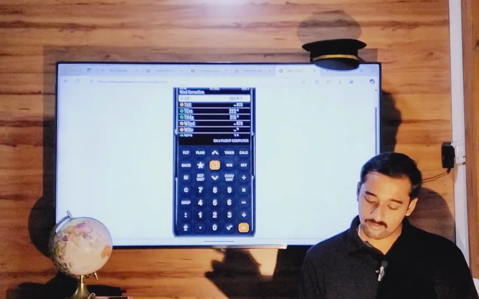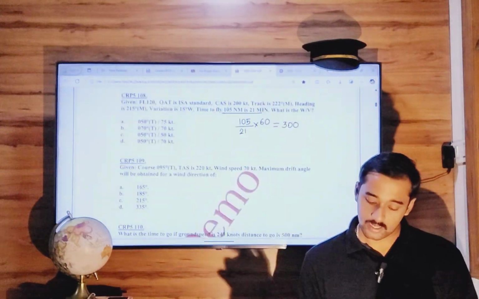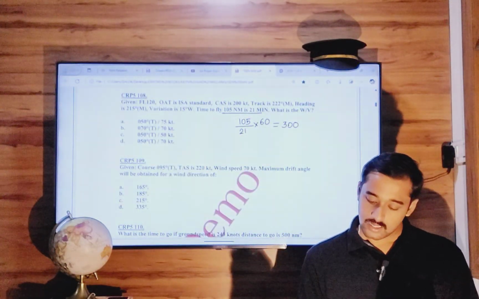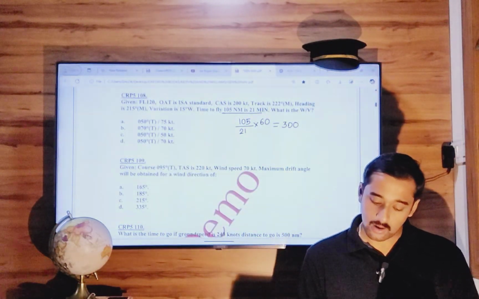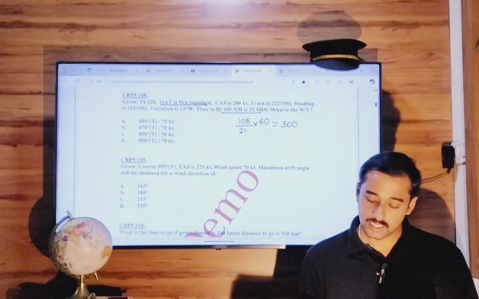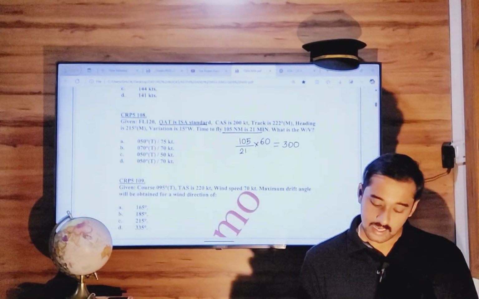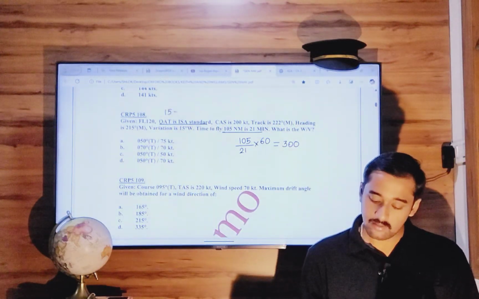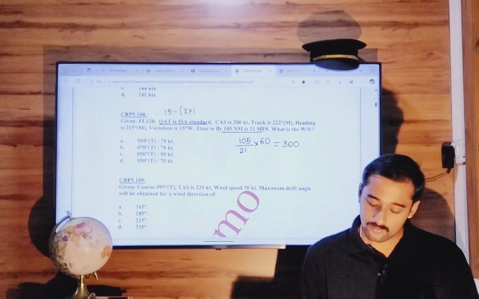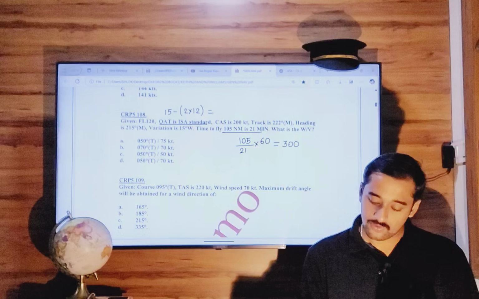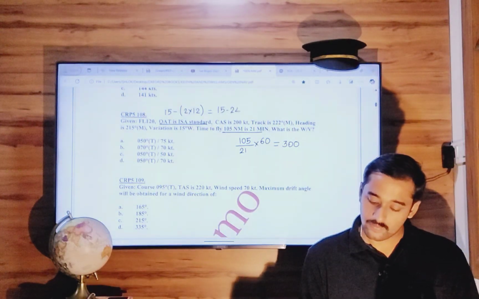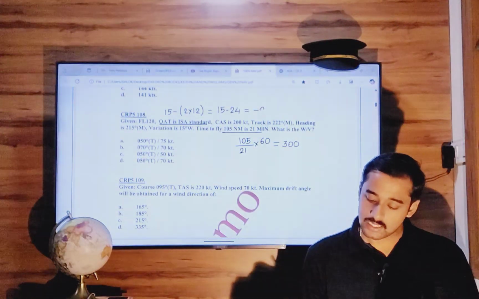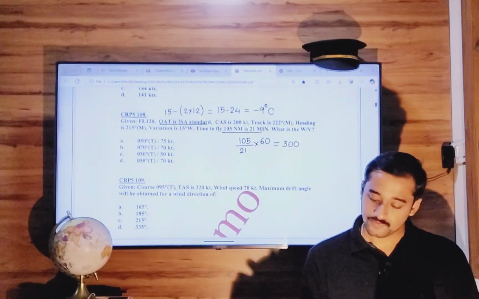So now you are left with task. Now find task. How will you find true airspeed? So what you'll do is, outside air temperature is ISA standard temperature. So ISA temperature at flight level 120 is 15 minus 2 into 12, is 15 minus 24, that is minus 9 degrees Celsius.